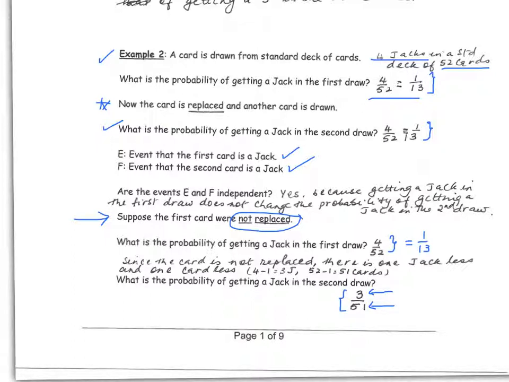Now, if we know that the card is not being replaced, what we got in the first draw is an important thing to know before we calculate the probability of getting any card in the second draw. So the knowledge of what happened before is important in determining the probability of what happens in the second draw. So in this case, the events of getting a jack in the second draw and a jack in the first draw are dependent. They cannot be considered as independent.